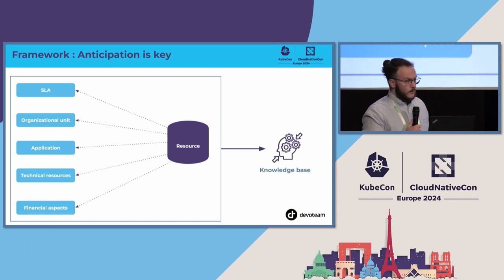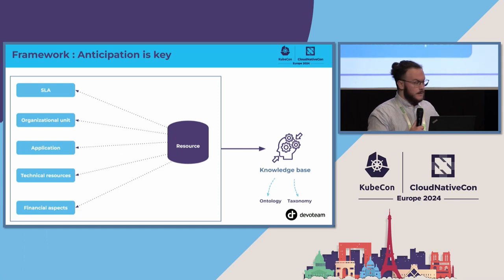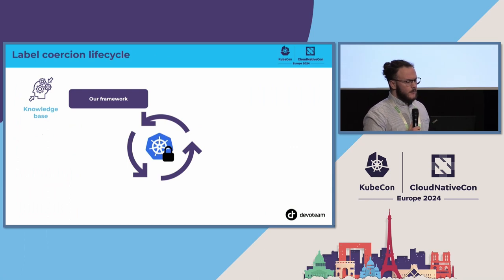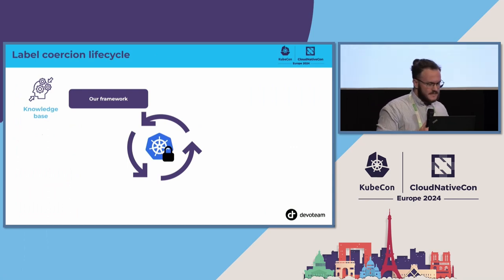base, which aggregates all the information on how a resource needs to be labeled. This knowledge base could be defined as an ontology or a taxonomy, and it's a knowledge representation, but it's another topic. And you will have to do some data governance on this knowledge base, but it's another topic we don't cover here. So now we have a knowledge base, which is basically our framework.